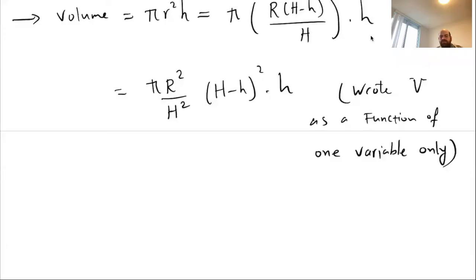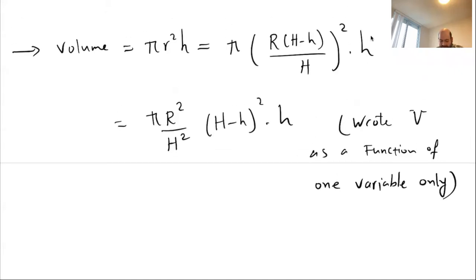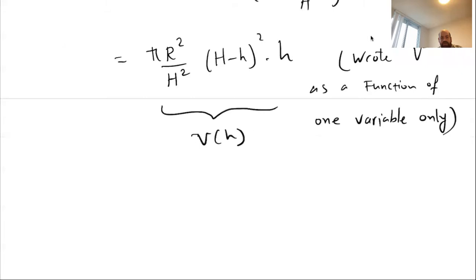Okay, now we need to determine the domain. So this is the volume V of h basically, right? Because we wrote it as a function of one variable only, and that variable is small h. This is V of h. So the function is V, the input is small h. Capital H, remember, is fixed, it's a fixed number. It's the height of the whole cone. Now, what about the input h? What is the domain of h?